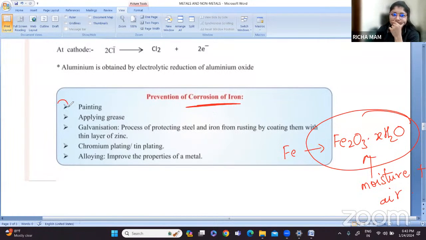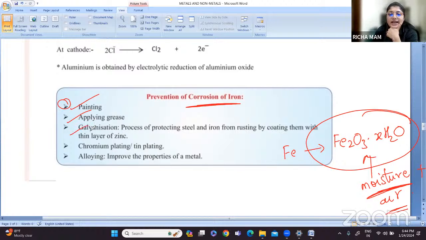First thing you can do to the gate is paint it. If you apply paint, then there is no possibility of it coming in contact with moisture and air, so the iron is prevented from rust and corrosion. Then by applying grease also, the corrosion can be prevented.